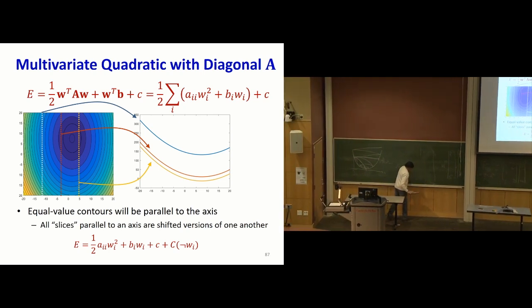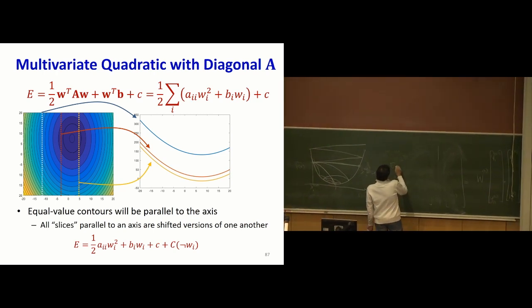basically you have E equals, in this case, if I have only two dimensions, A11 W1 squared plus, half, A22 W2 squared plus the linear terms. So this term in this plot is going to look something like this. This term in a different plot, this is against W1, this is against W2, is also going to look like a quadratic. You're summing these two across W1 and W2.